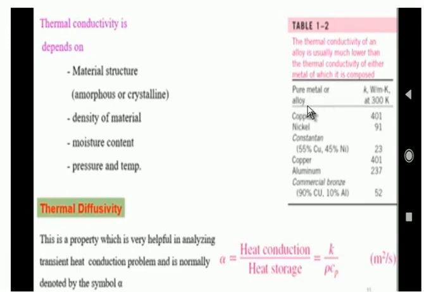So this table will give some values of thermal conductivity. Among pure metals or alloys, copper has the higher thermal conductivity, 401. Nickel is next, 91. So these are some values of thermal conductivity.